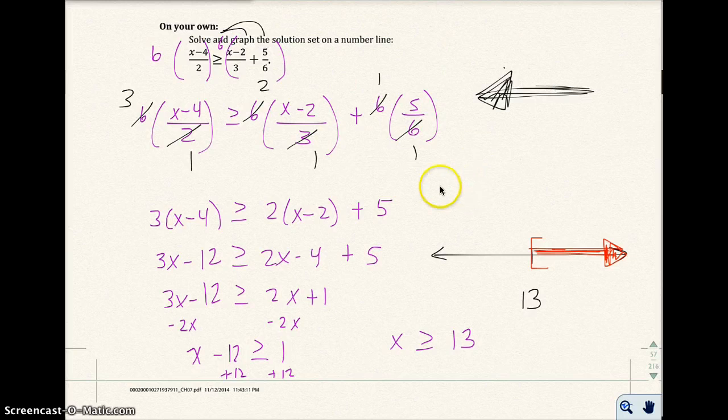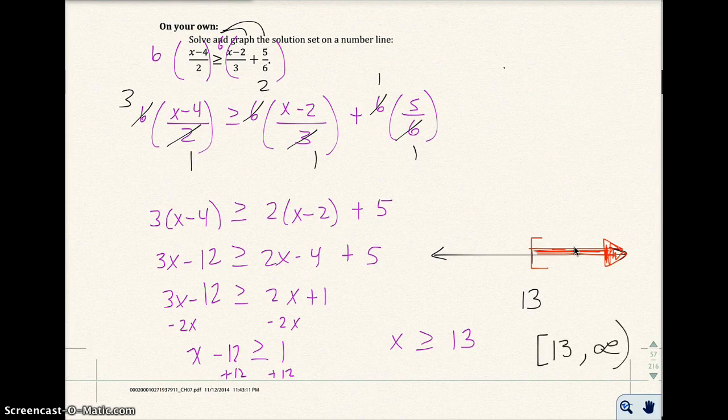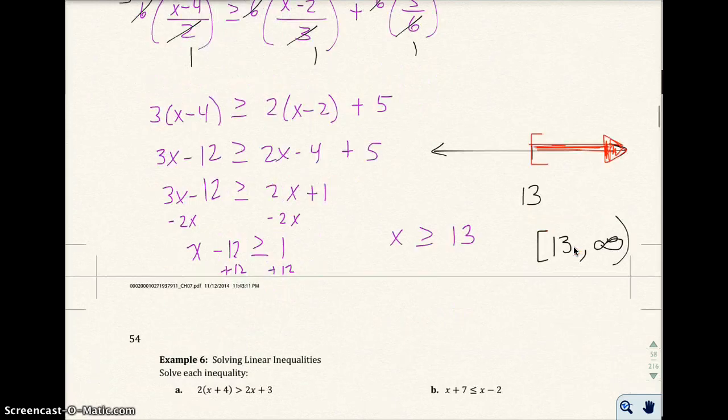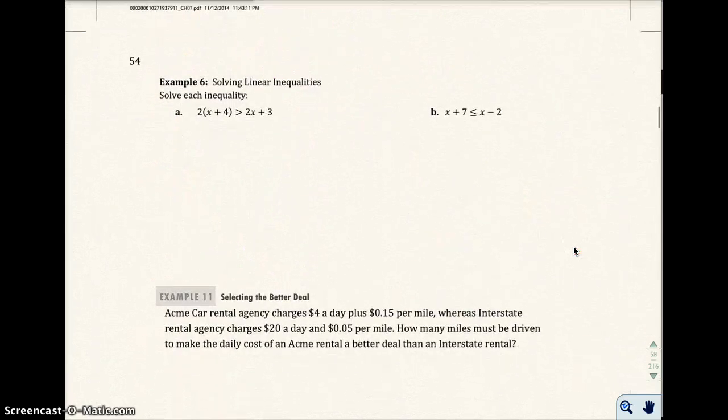And so I end up with this inequality right here. And I solved it. I got x is greater than or equal to 13. And here's my graph right here. And I didn't add interval notation, but it would be 13 to infinity, with a bracket around the 13. Okay? Let's go on to the next problem, and it's all these linear inequalities.